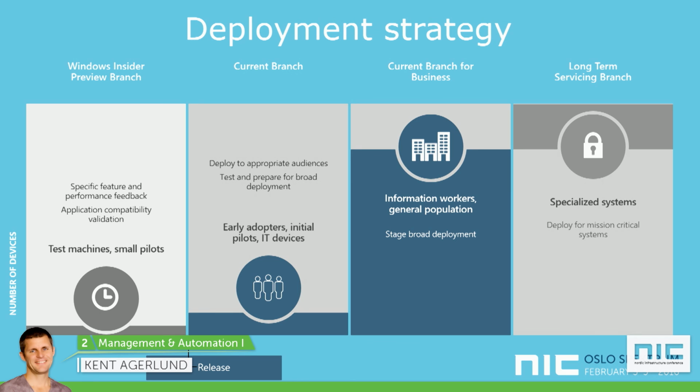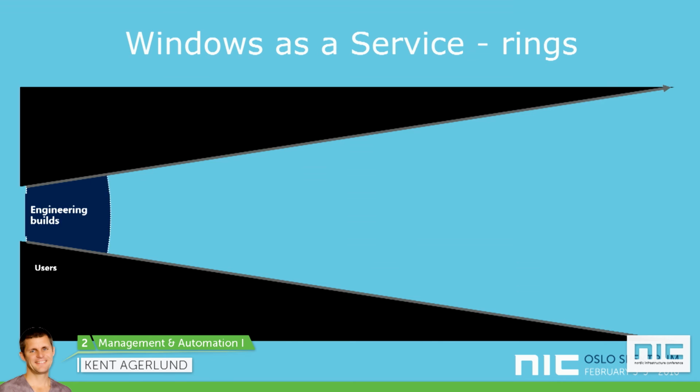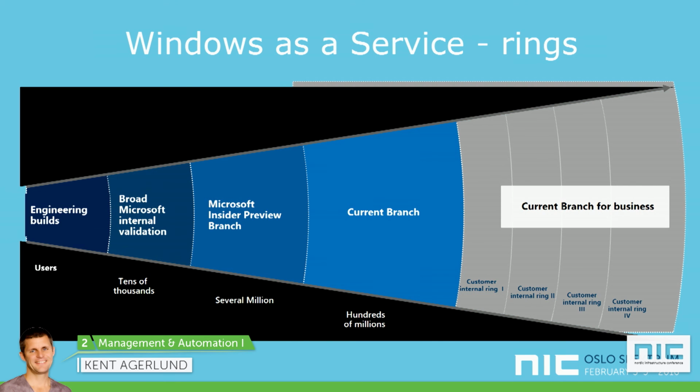The deployment strategy that we need to build into our environment has to kind of match what Microsoft is doing, in my opinion. So you have probably seen this before. We have the internal validation program, the insider program. We have current branch, and then we have current branch for business. And once it's released for current branch and current branch for business, then it will show up in Windows Update, and you can start doing a ton of stuff in here.